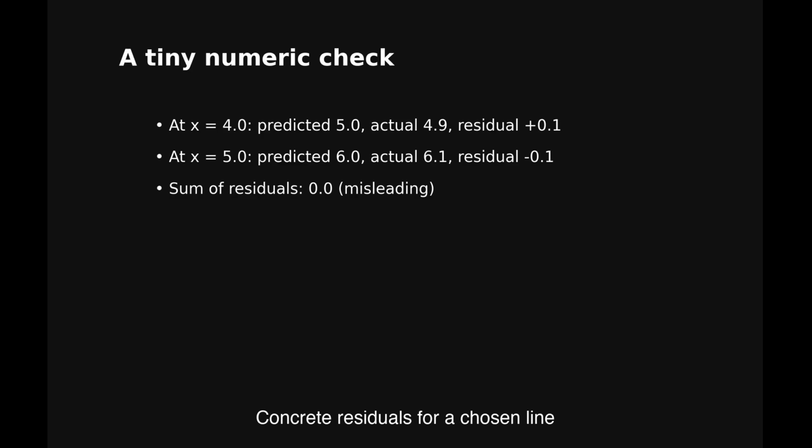Let's do one concrete numerical pass. Suppose tilt is 1 and shift is 1. For X equals 4, the prediction is 5. The actual Y might be about 4.9, so the residual is 0.1. For X equals 5, prediction is 6. Actual might be 6.1. Residual is -0.1. You can already see cancellation if we just sum them.